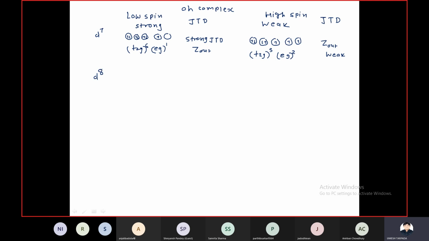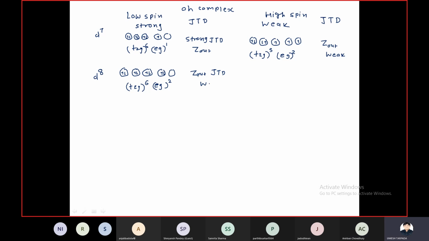What about d8 configuration? If the configuration is d8, then you can have T2g6 with a strong ligand. All the electrons are paired in the T2g orbitals, and 2 electrons remain, sorry, 2 electrons are paired in the eg orbital. So eg is unsymmetrical. So what happens in this case, Z in or Z out? It's Z out. So here you can have T2g6 eg2. It's Z out with weak distortion or strong? It's a strong Jahn-Teller.